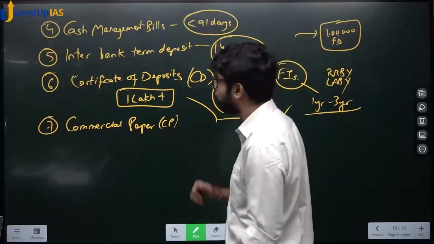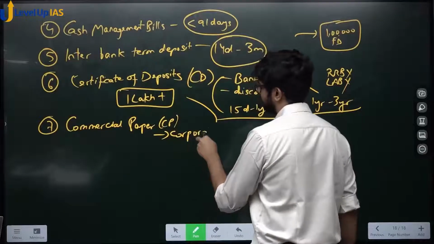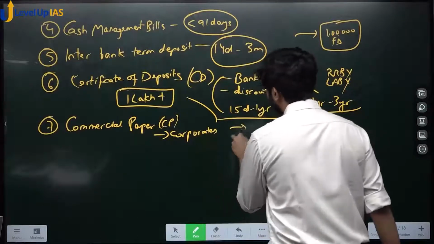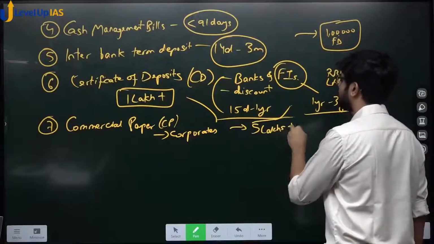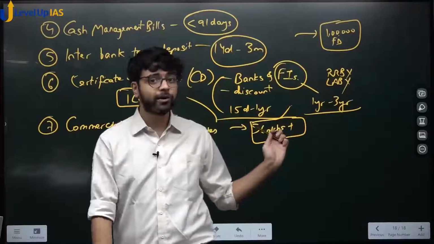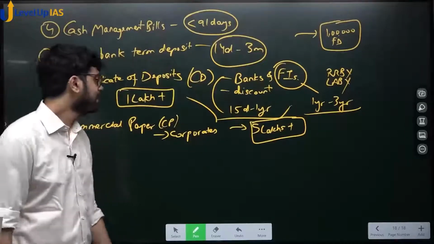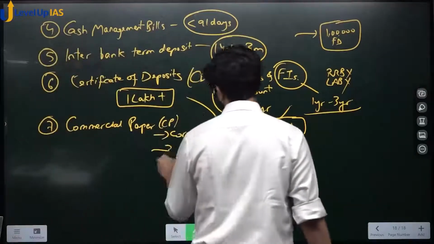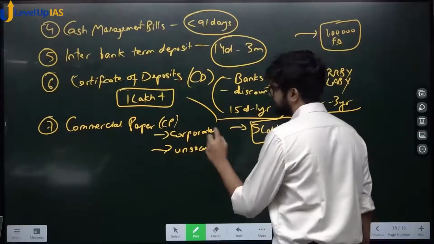Commercial paper. Who is the issuing authority? Corporates. Minimum investment is 5 lakhs. If you want to invest or issue commercial paper, the minimum denomination should be 5 lakhs. RBI is trying to reduce it, by the way. RBI wants to encourage this. Always remember, this is unsecured. There is no security. So is it risky or less risky?